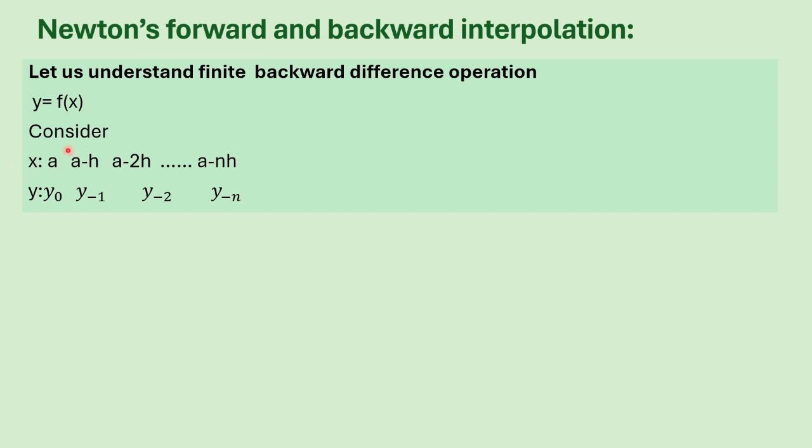The corresponding y values are y0, y minus 1, y minus 2, y minus n. So here two things we have to keep in mind: the value is decreasing at equal intervals, and it is going backward. Now let's understand this.